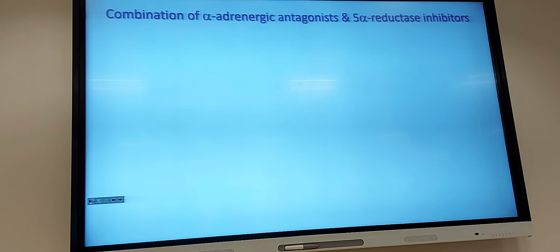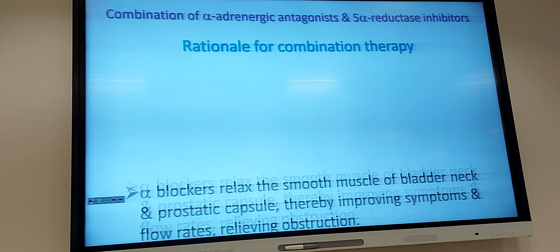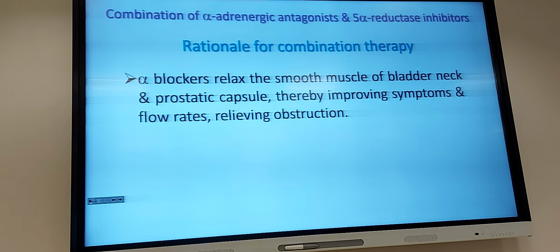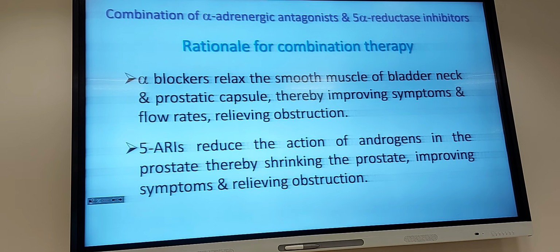Now combination therapy of alpha-1 adrenergic antagonists and 5-alpha reductase inhibitors. Obviously, alpha-1 blockers, as we just discussed, will relax the smooth muscles of the bladder neck and prostate, so they will improve the symptoms, flow rate, and reduce the obstruction. They will relieve the obstruction. While 5-alpha reductase inhibitors will reduce the action of androgens on the prostate, so they will shrink the prostate and improve the symptoms and relieve the obstruction. So you want to combine both of them. Sometimes if you don't have enough relief with one, then you can combine, and this will be rational.